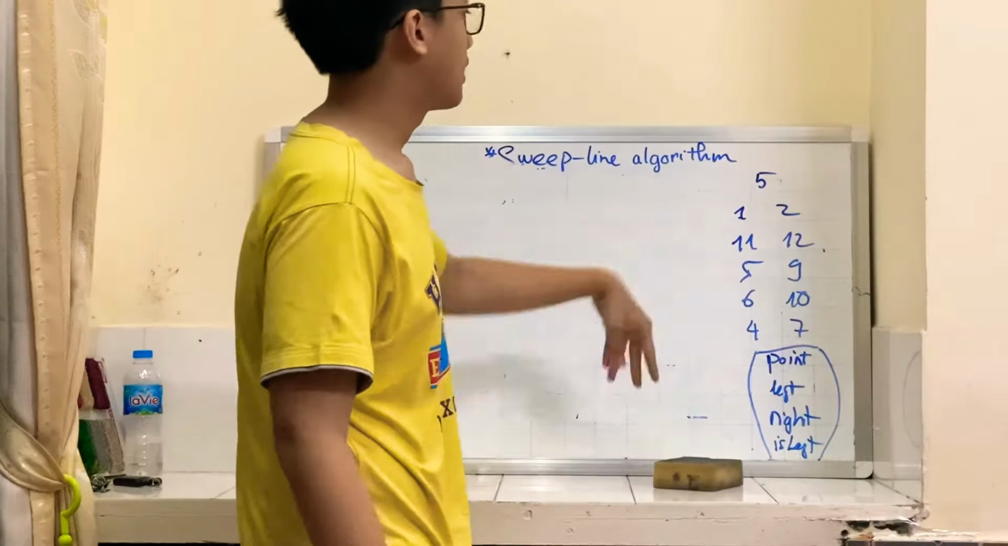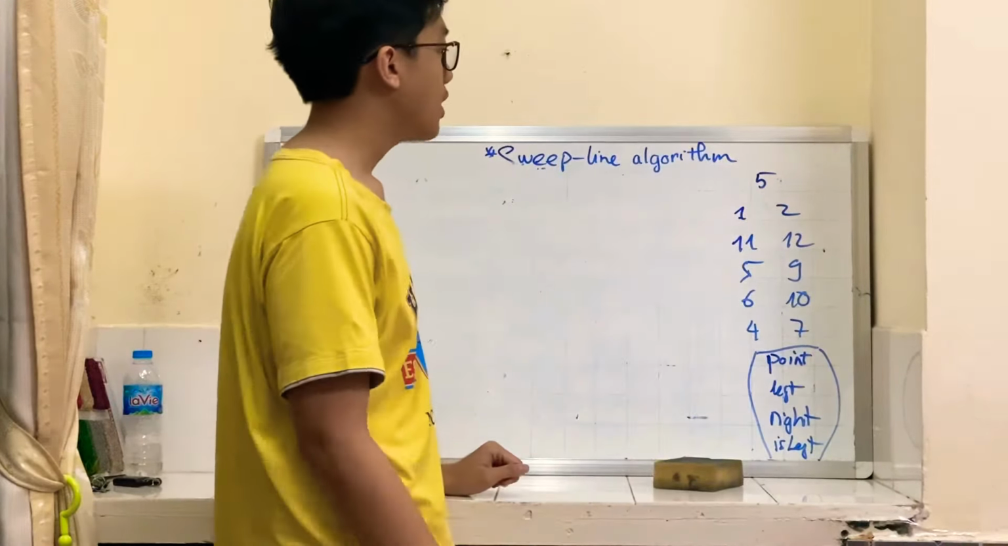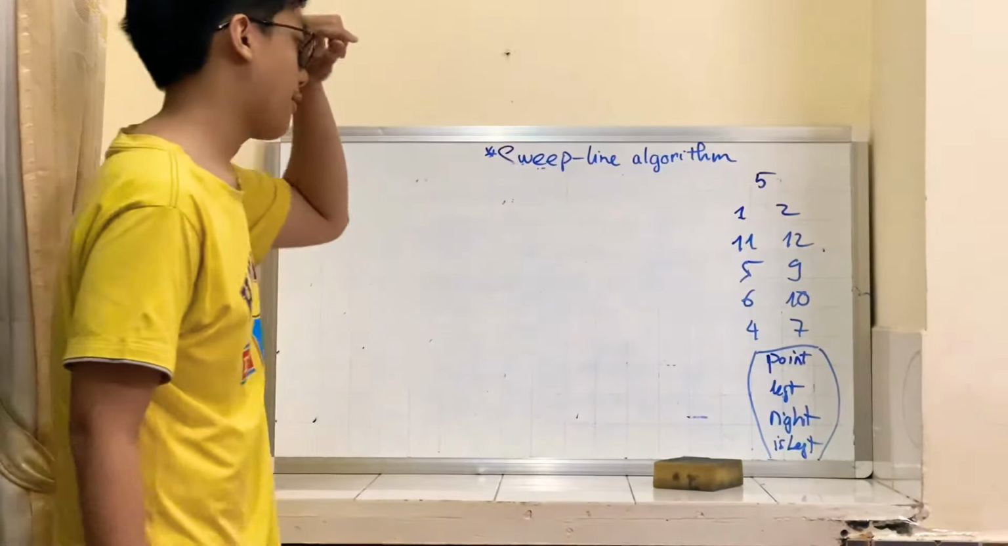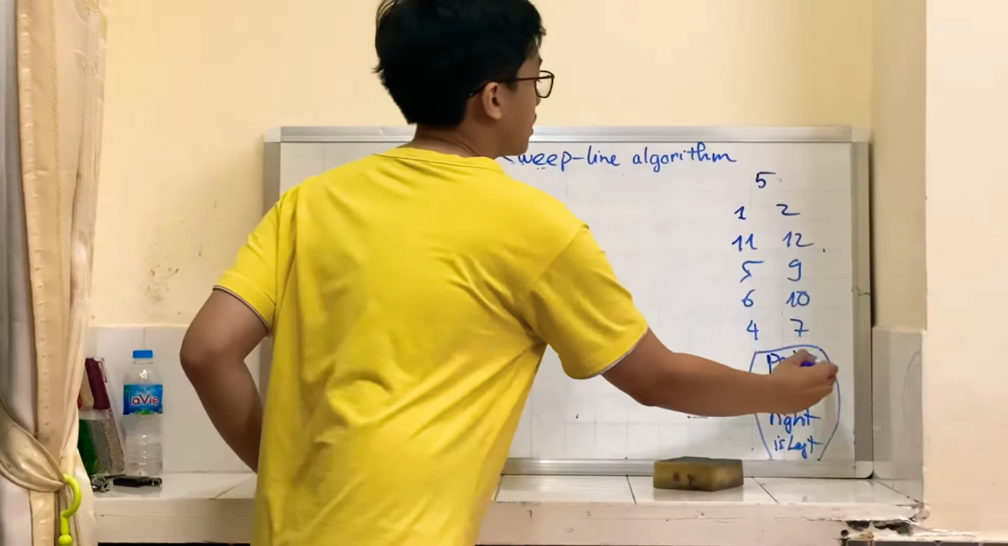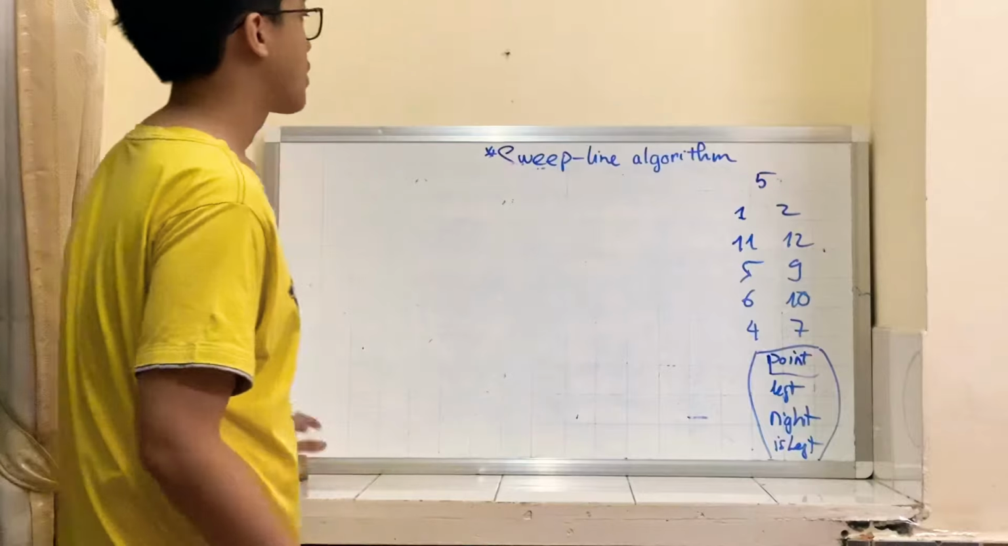After we have saved every point for each line to the structure, we store it into the array, and then we sort the array according to point. Okay, it's easy, right? We sort the array according to point.